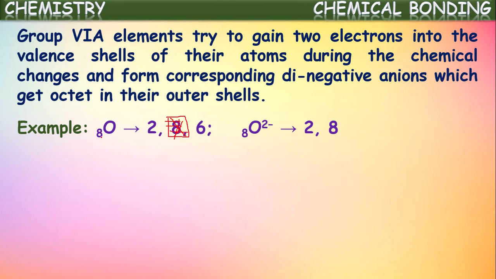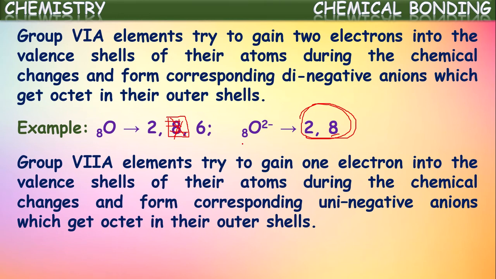Now the configuration of oxygen is 2, 6. It has only 6 electrons in its valency shell. By gaining 2 more electrons, it can get the nearest noble gas configuration 2, 8. So when it is allowed to participate in chemical reactions, oxygen will gain 2 electrons and thus it will get a stable octet configuration in its outermost shell, and it forms a di-negative anion. O2- will be formed. Okay. In this way, 6th A group elements will be ready to gain 2 electrons into their valency shells to complete its octet.